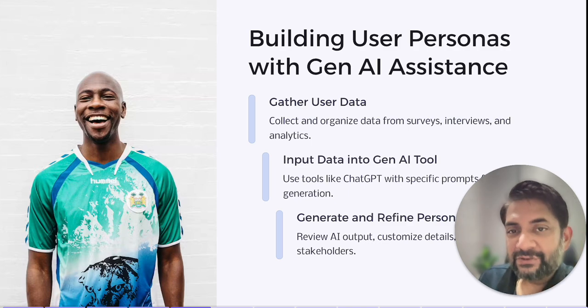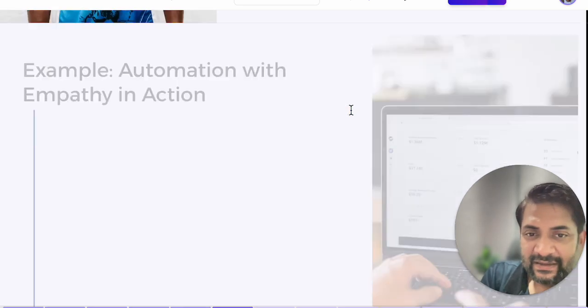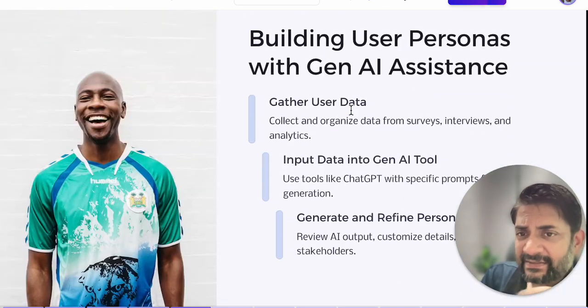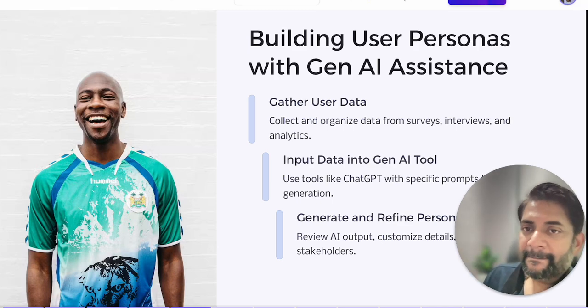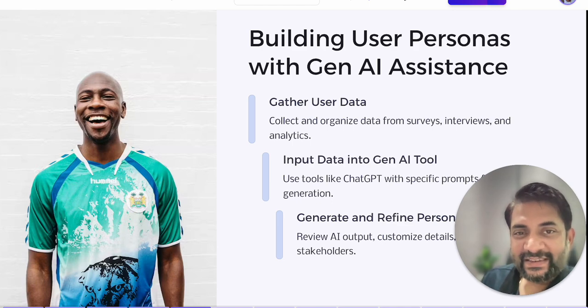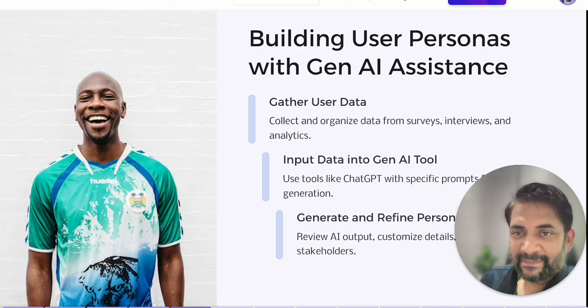How do you build user personas with a Gen AI assistant? Let's talk about it in a bit of detail. Before moving to the example, let's understand this step by step. Step 1 is to gather user data. You collect and aggregate data from surveys, interviews, user analytics and feedback. You organize the information, ensuring data is structured and categorized for easy processing.